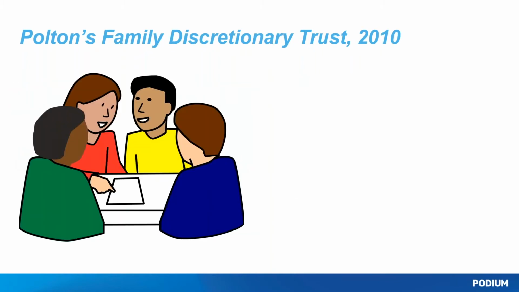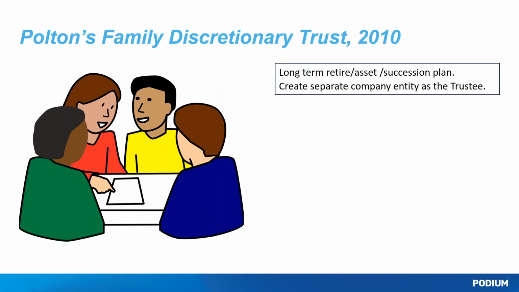Okay, the trust, Polton's Family Discretionary Trust, and that was formed in 2010. Okay, perfect sense. So the father, which is Lawrence, that's Steve's dad. Great, so they've had great direction. So the trust was created with long-term retirement, asset protection and succession planning in place, and also creating that separate company entity as a trustee.